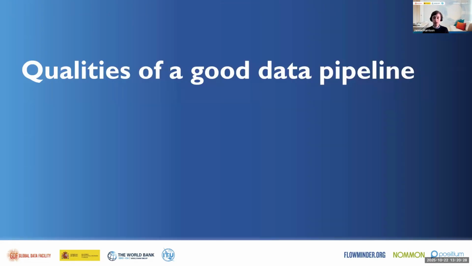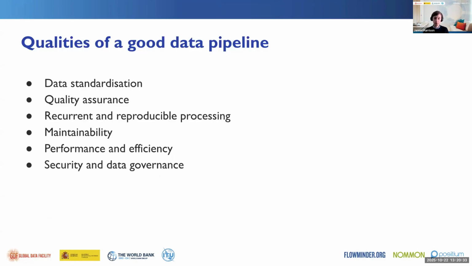I'm now going to cover some qualities that a good data pipeline should have. So these qualities I'm going to go through are data standardization, so getting the input data and then all of the intermediate data sets and the output data into a standard format that is well understood, documented, that can be built on easily. Quality assurance, so checking the quality of the incoming data, making sure that there are no issues. If there are any issues, catching those and dealing with them appropriately.